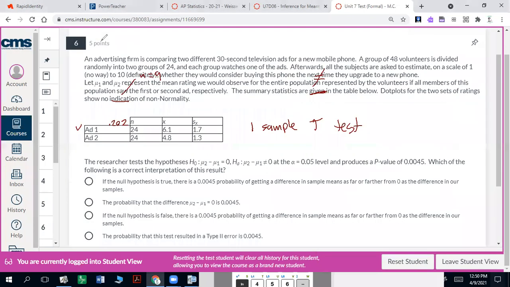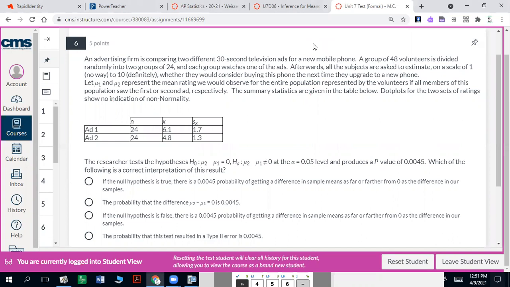All right, my number 6. An advertising firm is comparing 2 different 30-second television ads for a new mobile phone. A group of 48 volunteers is divided randomly into 2 groups of 24, and each group watches one of the ads. Afterwards, all the subjects are asked to estimate on a scale of 1 to 10 whether they would consider buying this phone the next time they upgrade to a new phone.